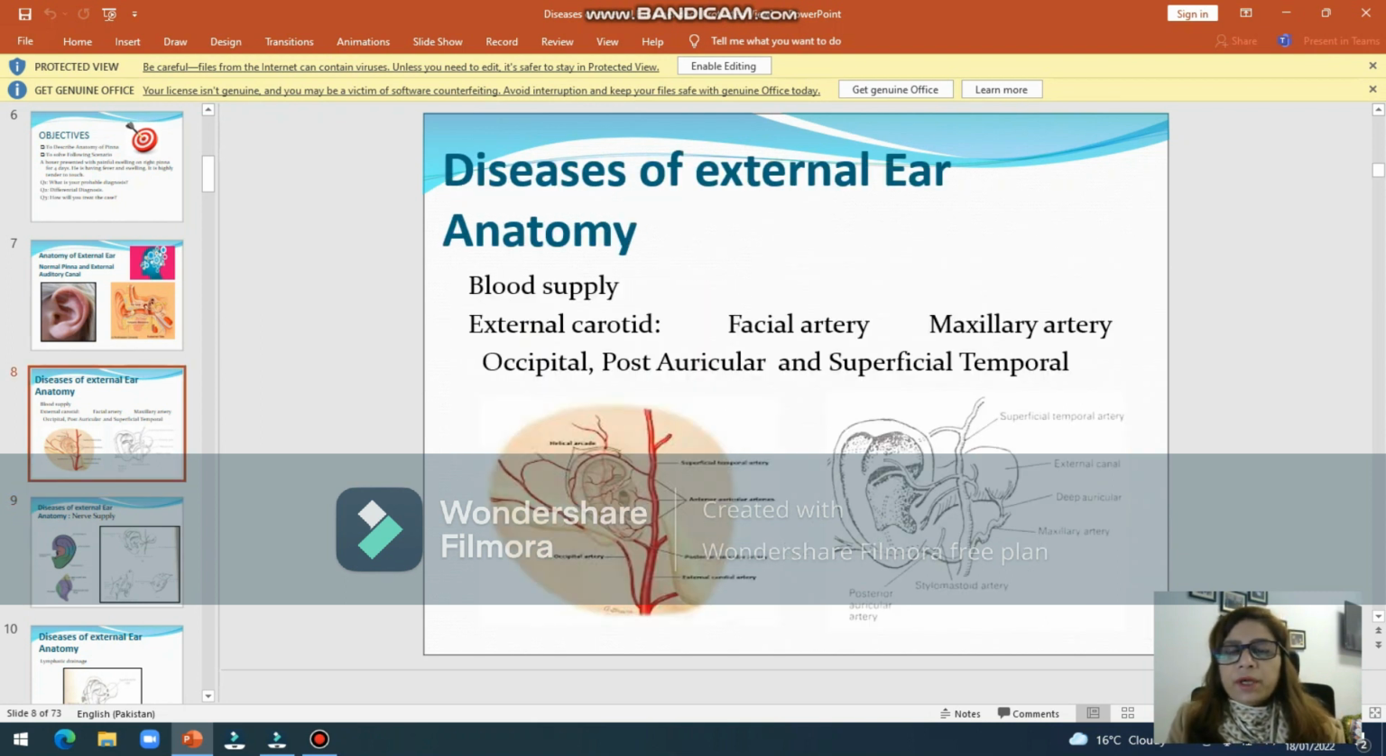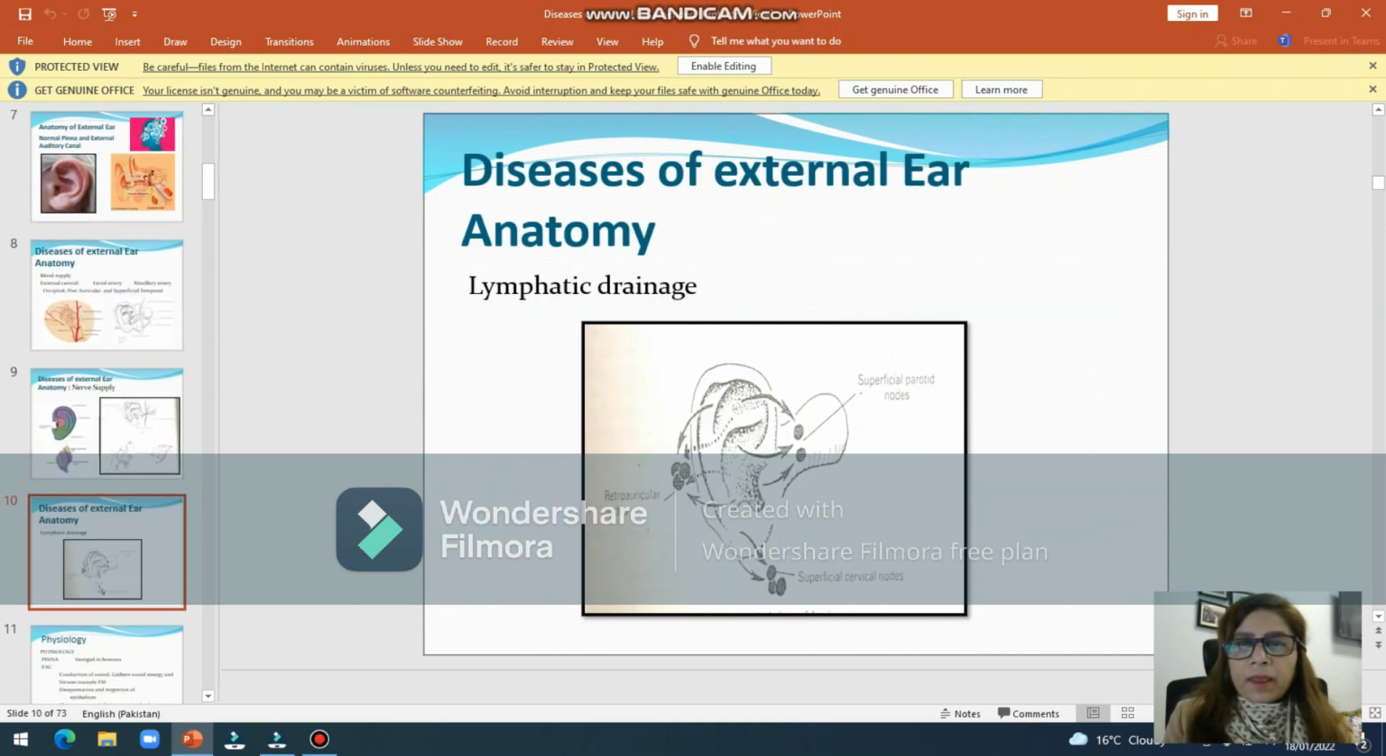Why is blood supply important? Because sometimes you have to make a pedicle during cosmetic surgery, so you should know about the blood supply of the pinna. Now, lymphatic drainage: why is it important? Because infection can drain to these lymph nodes and they can become enlarged, or malignancy can spread to these lymph nodes. So when you are treating malignancy, you have to clear these lymph nodes.